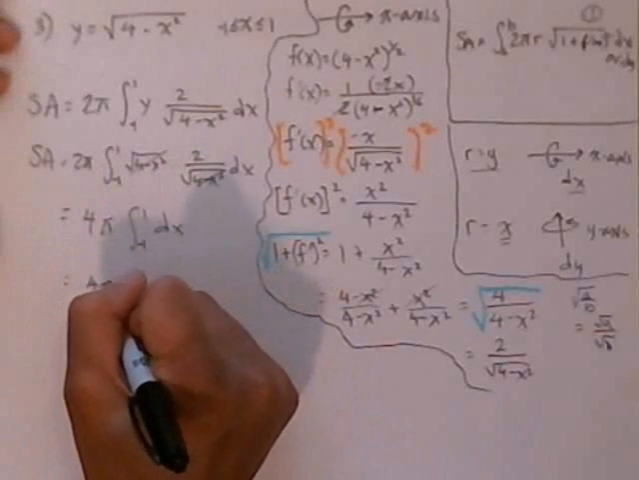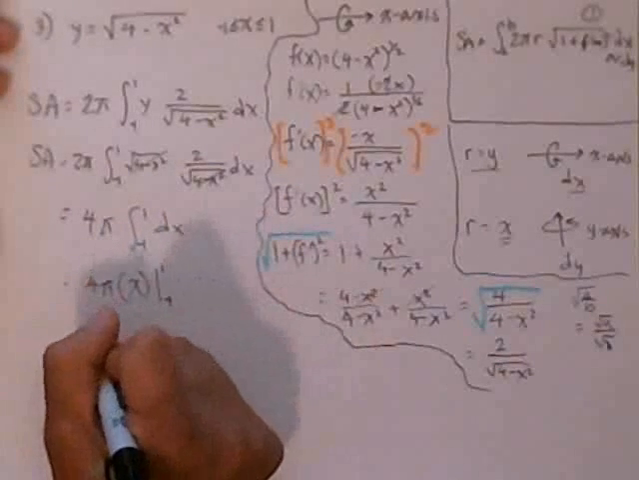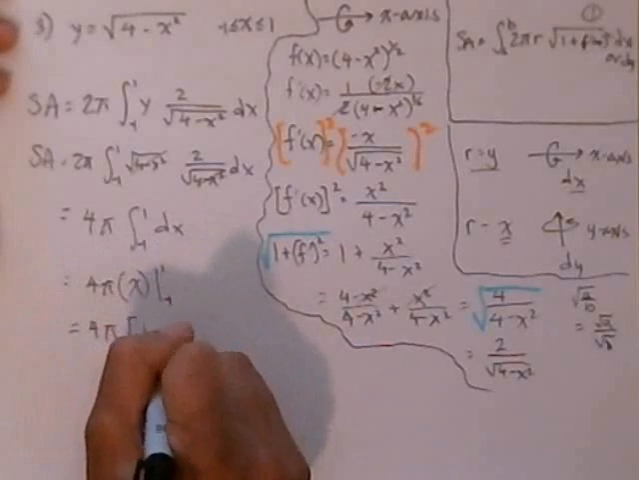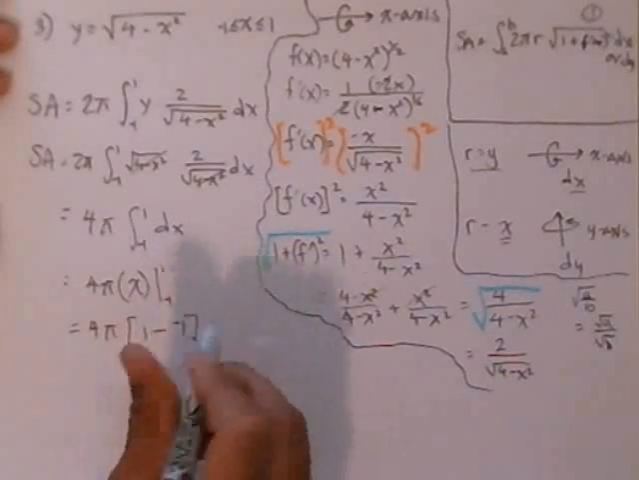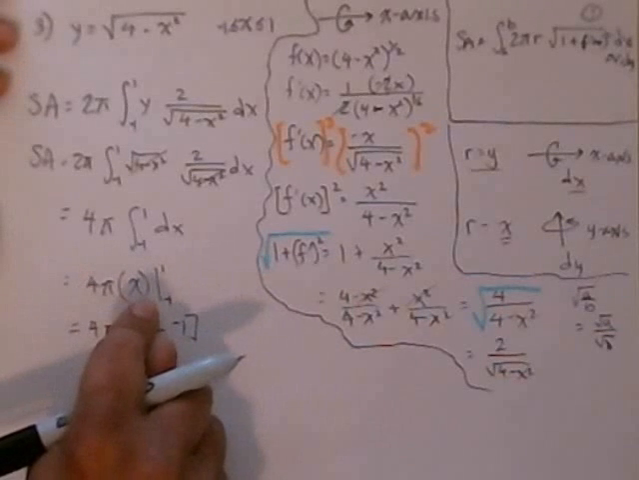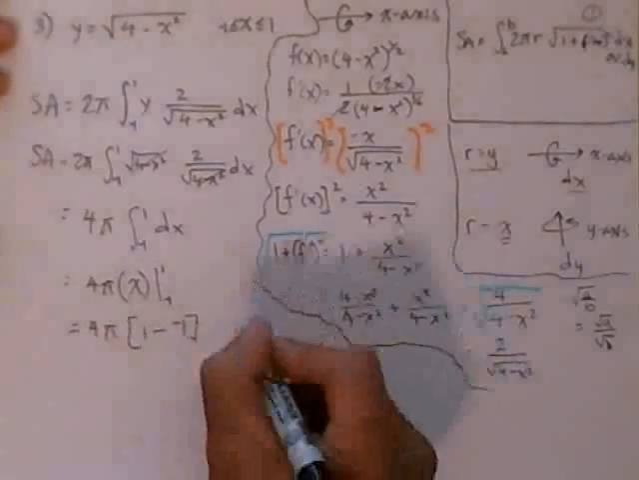It'll be 4 pi x evaluated from negative 1 to 1. So using the fundamental theorem of calculus, part 1, it's going to be 1 minus negative 1. You notice I factored out 4 pi. You could have done 4 pi times 1 minus 4 pi times negative 1.